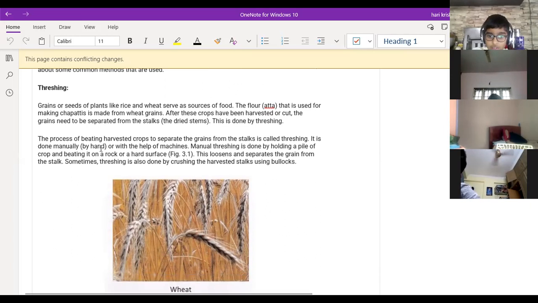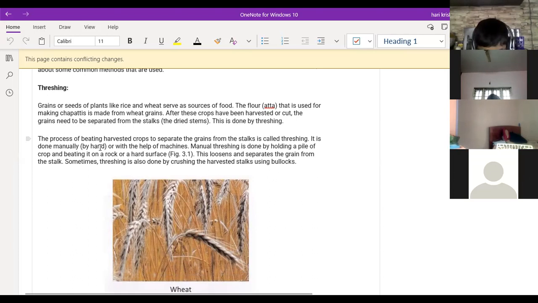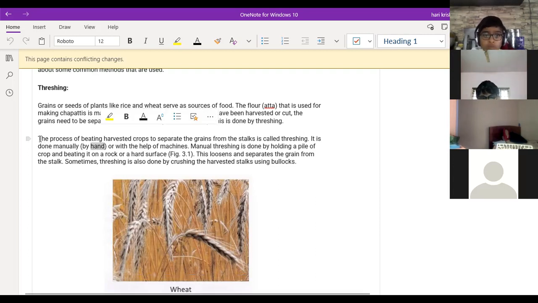Separated, sir. Suppose you take cereal plants, like rice or wheat. These have stalks, right? Yes, sir. So whenever you take a bunch of these plants and hit it on a hard surface, what will happen? The grains will be separated from the stalk of the plant. That is called threshing. The process of beating harvested crops to separate the grains from the stalk is called threshing.